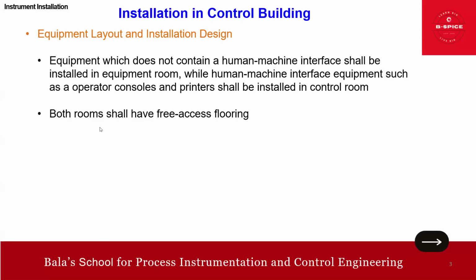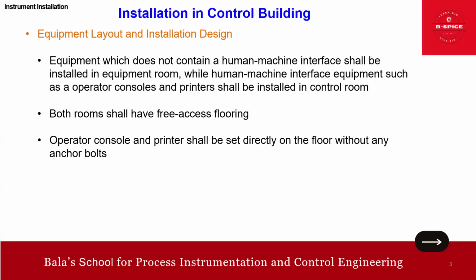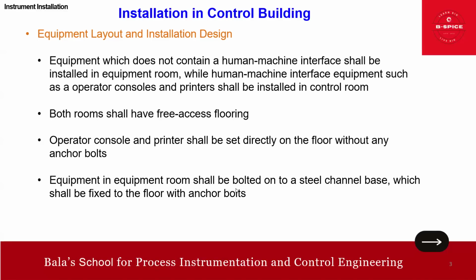Both rooms, whether equipment room or control room, should have a free access flooring. Of course, this is not our botheration, but we need to ensure this. Operator console and printer shall sit directly on the floor without any anchor bolt; just like that, we can place it. Then equipment in control room shall be bolted onto a steel channel base, whatever equipment we have seen in the layout of equipment in control room earlier. Those equipment shall be bolted onto a steel channel base which shall be fixed to the floor with anchor bolts.